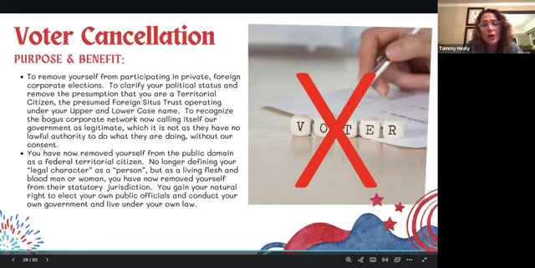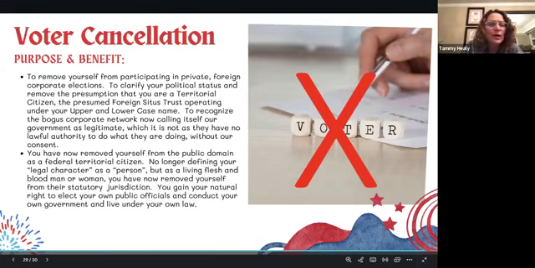And so if you are correcting your status as an American, why would you want to elect somebody in their foreign government? This is to clarify your political status and remove the presumption that you are a territorial citizen. If you don't take these steps, they always have something to hold you to their jurisdiction. So if you truly want to get out of that system and live as a free American, you need to fully remove yourself. And this is one of the steps.